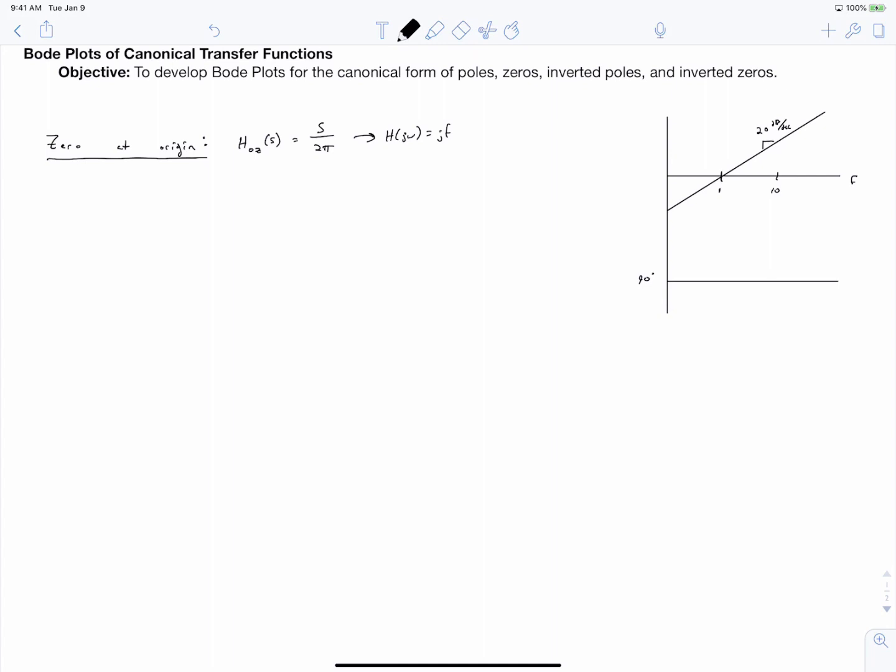We can build upon this to consider a pole at the origin. And for the case of a pole at the origin, we can recognize that it's 1 over the transfer function for our 0 at the origin, so we can use our graphical technique of inversion to create this, or we can just recognize how to plot it from its simple form.